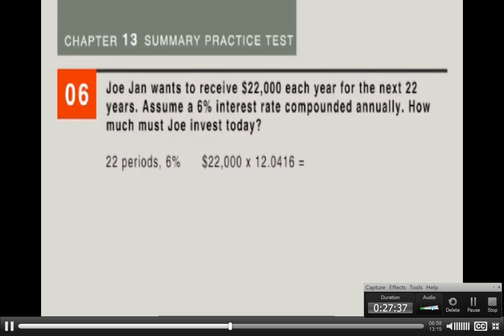Now, what does that really mean? It means if Joe wants to take out $1 once a year for 22 years, he only has to put in today $12 and what, 4 cents? But he, in fact, doesn't want to take out just $1. He wants to take out what, 22,000 of them? So 22,000 times 12.0416 says, oh boy, Joe, you've got to put in the bank today $264,915.20 if you want to take out $22,000 a year.